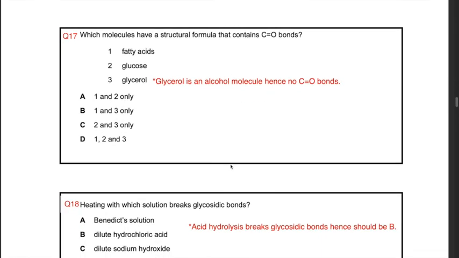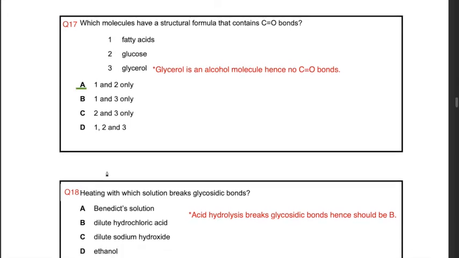Question 17. Which molecules have a structural formula that contains C double bond O bonds? 1. Fatty acids, 2. Glucose, 3. Glycerol. Glycerol is an alcohol molecule and hence will have no carbon double bond oxygen bonds. Therefore, answers B, C and D are incorrect as they have 3 in them, leaving us with the answer being A, 1 and 2 only. Fatty acids, yes, because it has a carboxyl group, hence will have C double bond O. Glucose also does have it in the linear structure.